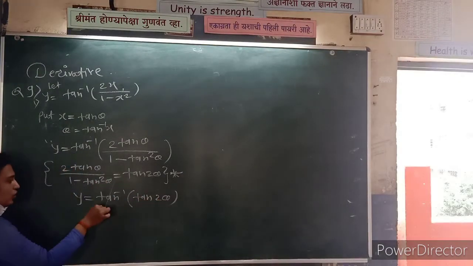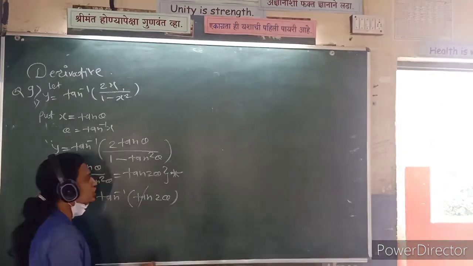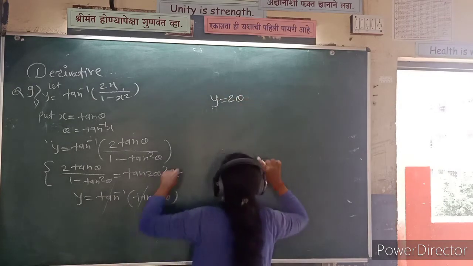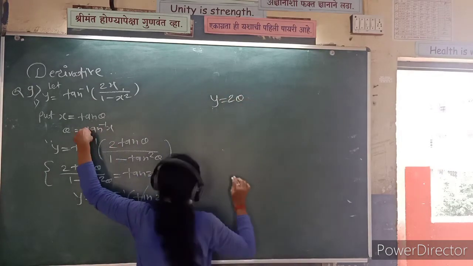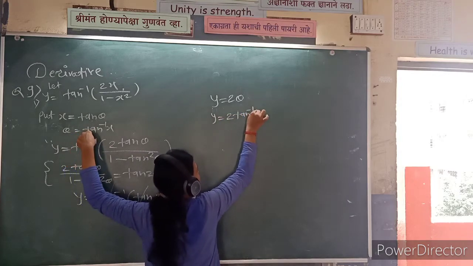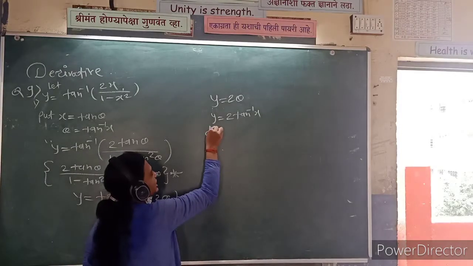And again, we know tan inverse and tan will cancel. So, what is the remaining term here? Only 2 theta. So, we get y equal to 2 theta. But again, what is the value of theta here? Yes, it is tan inverse x. So, which is equal to 2 into tan inverse of x. Again, simply differentiate this function with respect to x.